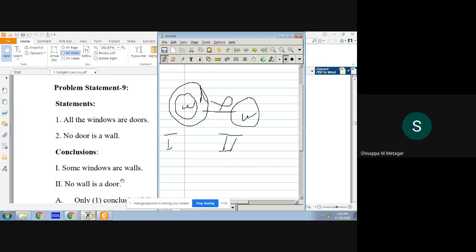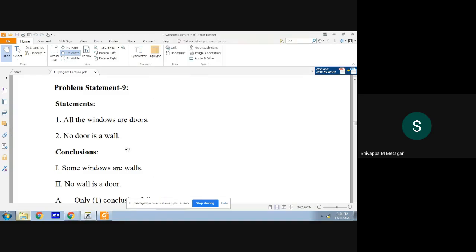What is the conclusion? Some windows are walls. Some windows are walls. No. Window is there here, wall is there here. There is no link between both the statements or diagram. No wall is a door. Directly they have given no door is a wall, so no wall is a door. Second statement is right. No wall is a door. Wall is there here and door is there here.